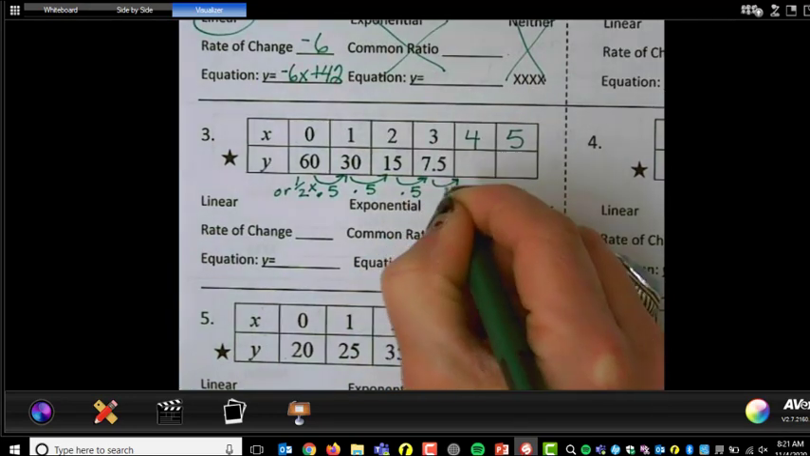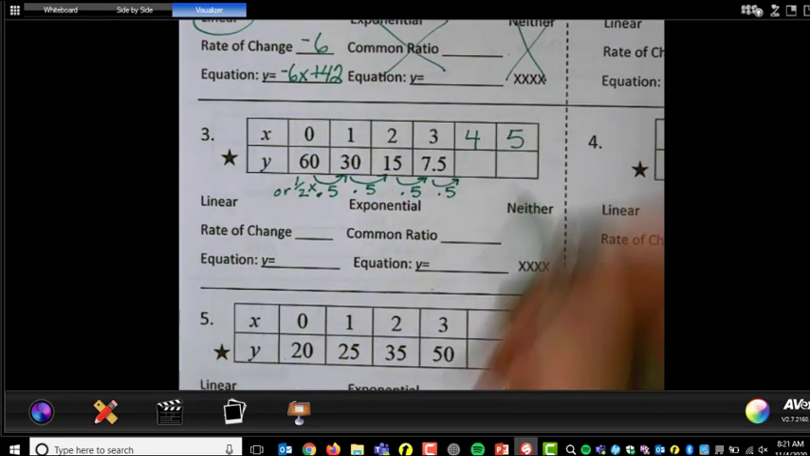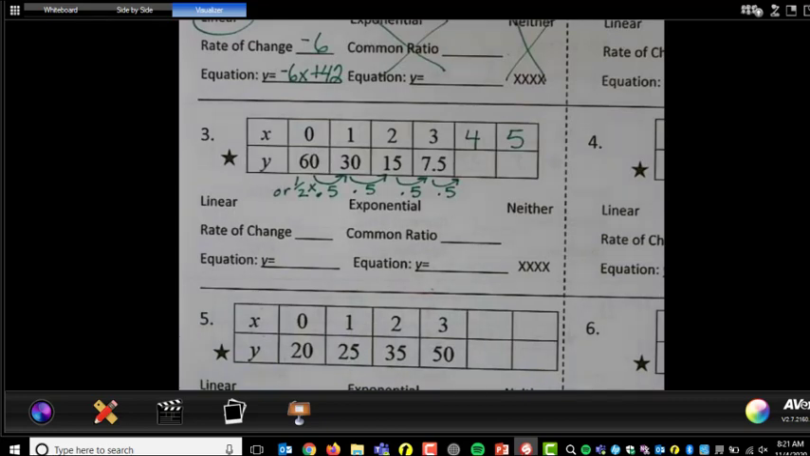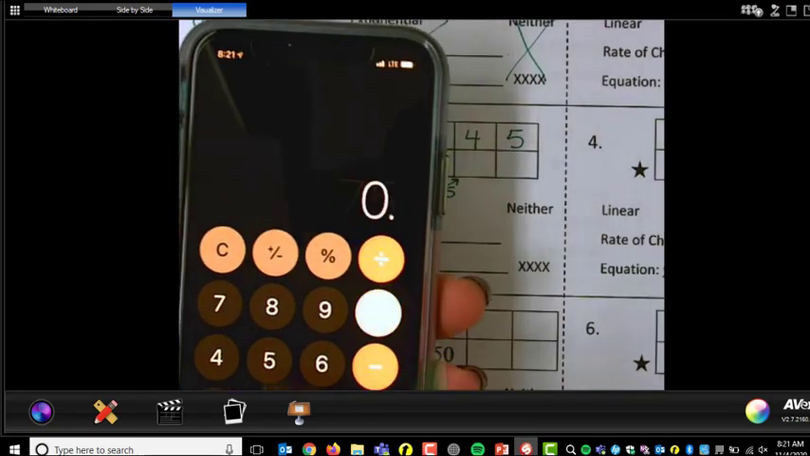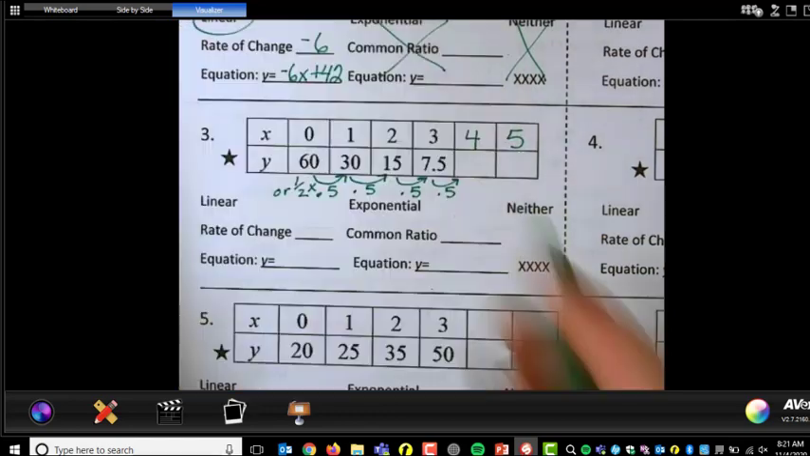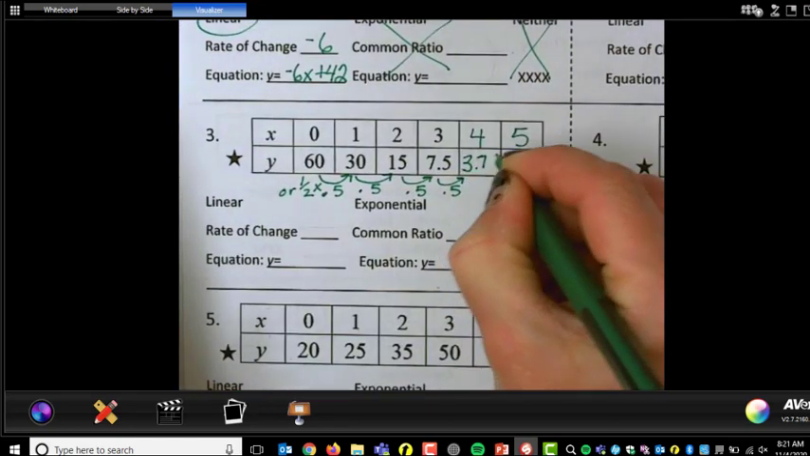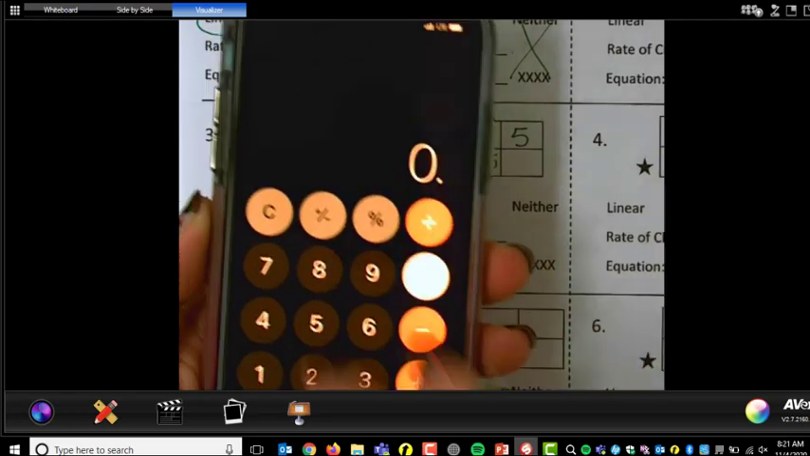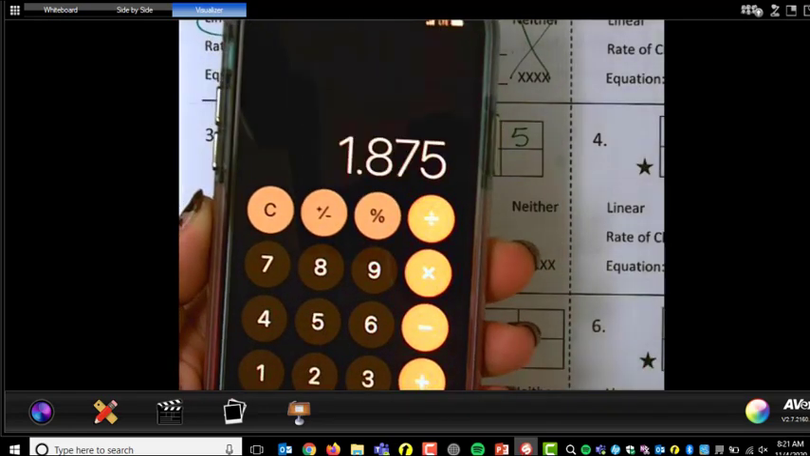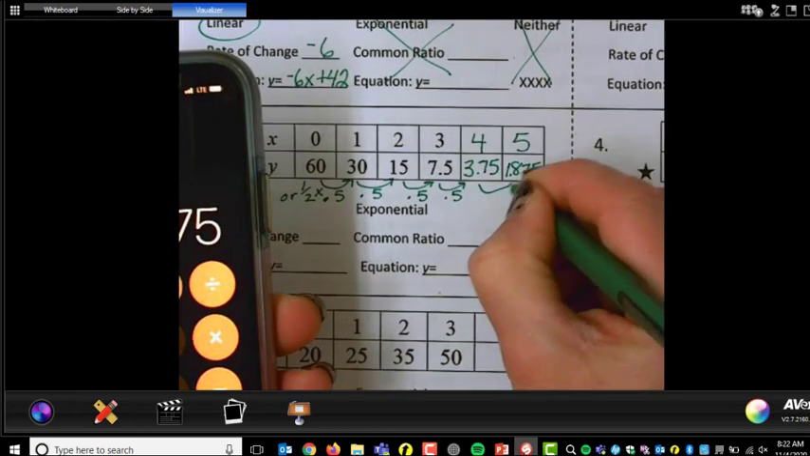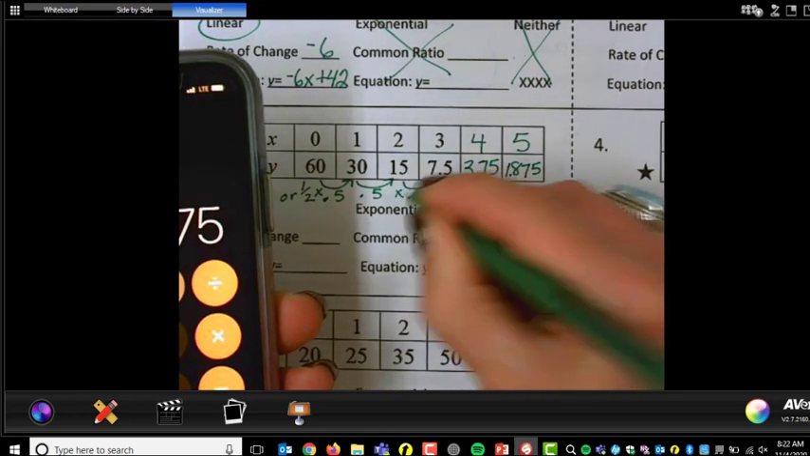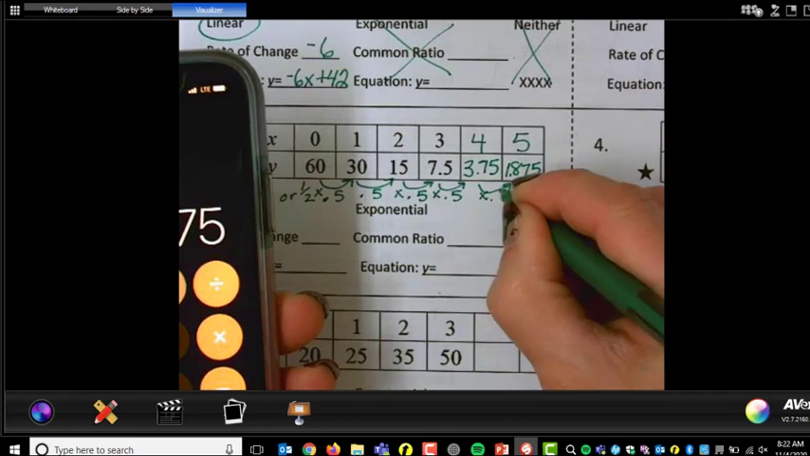So I need to take 7.5 times 0.5. And I just need to pop open a calculator here. Let's see what that's going to be. 7.5 times 0.5. Okay, 3.75 times 0.5, 1.875. And I am timesing by 0.5.